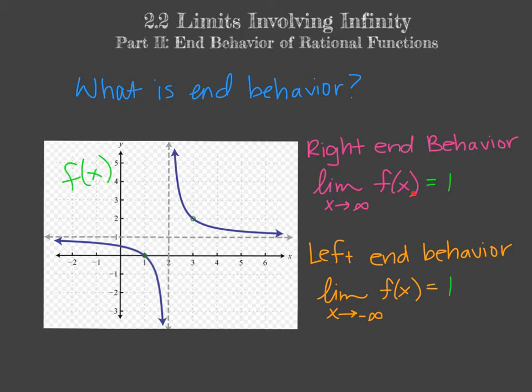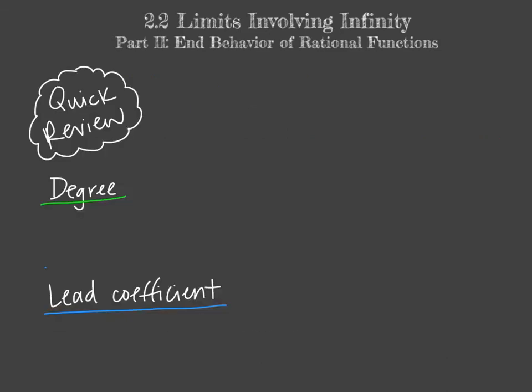So this is how we write right end behavior. It's a limit as x goes to infinity. The way we write left end behavior is the limit as x goes to negative infinity. And in this specific example, they both happen to be 1 because we have a horizontal asymptote y equals 1. Now, in order to figure out the end behavior of any rational function, we do have to know just two quick things that will be in the rules for this in just a moment.